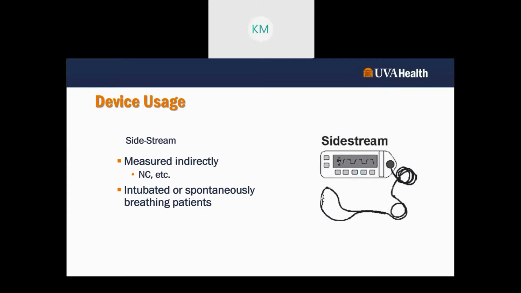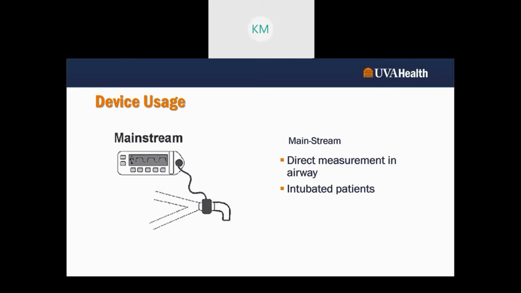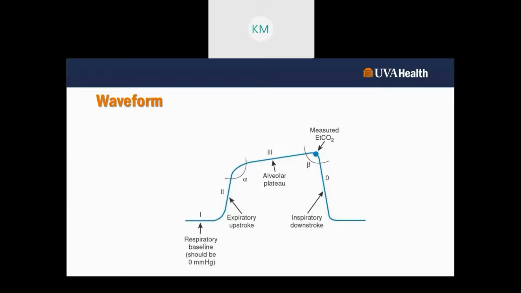Look at your patient when you're selecting your device. Another kind of device is the mainstream one. This is a direct measurement. It's in the airway usually. You'll see this on patients who are being bagged with their bag valve mask or intubated. It has a happy little connector that goes into the device itself so it can read the end-tidal CO2. So let's talk about this waveform.